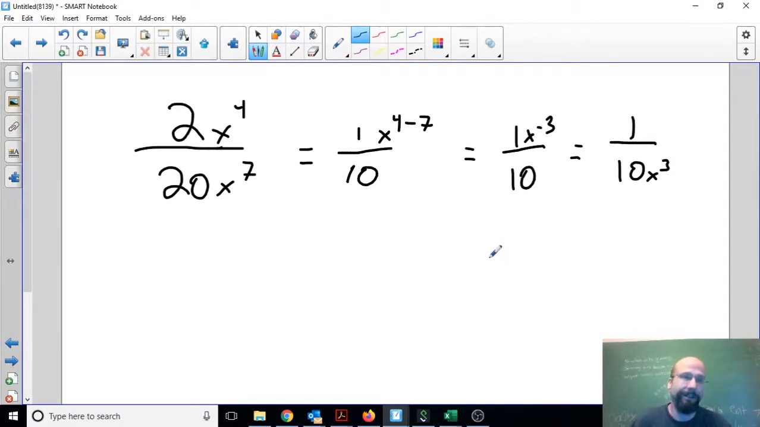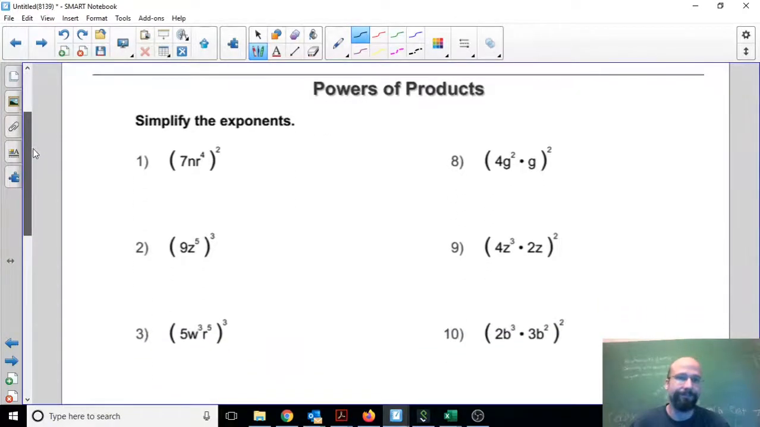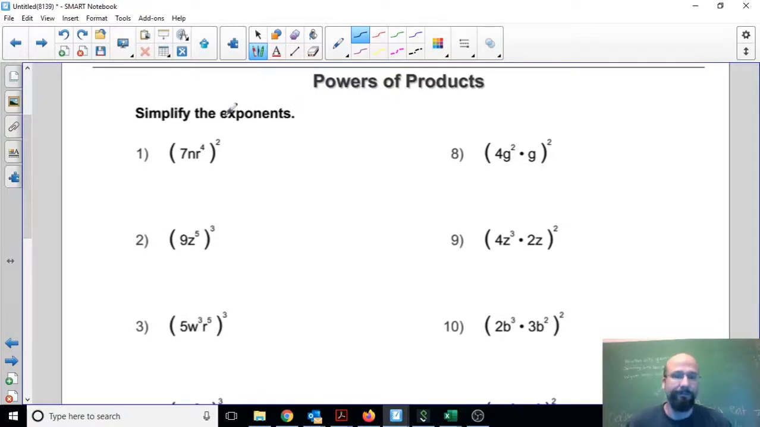All right, let's do a couple examples from the worksheet that you're going to have to do. Power to a power. Remember you multiply, but you're going to have to multiply this 2 to everything. Whatever's on the outside, this 2 has to go to everything on the inside. So it's going to be 7 squared, n squared, and then 2 times 4 is r to the 8th.